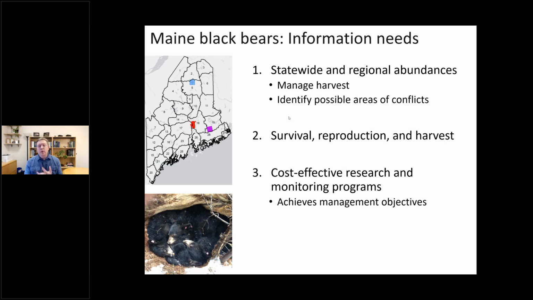Underneath of that, then we want to understand what's driving population change across the state. And this included ideas of survival, reproduction, harvest estimates of black bears, again, across the entire state. And finally, we want to think about cost-effective research and monitoring program activities. If they're collecting statewide information at some levels, how can we also integrate smaller level research programs to develop a way that you can then inform objectives 1 and 2, your abundances and your survival, by these cost-effective research programs.